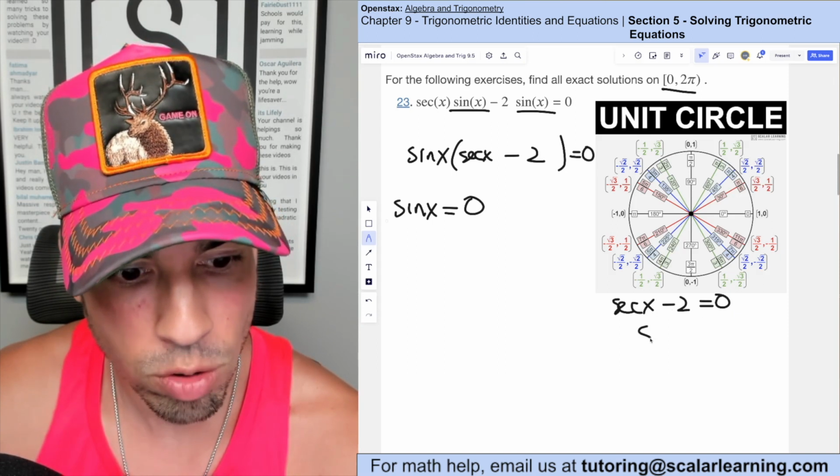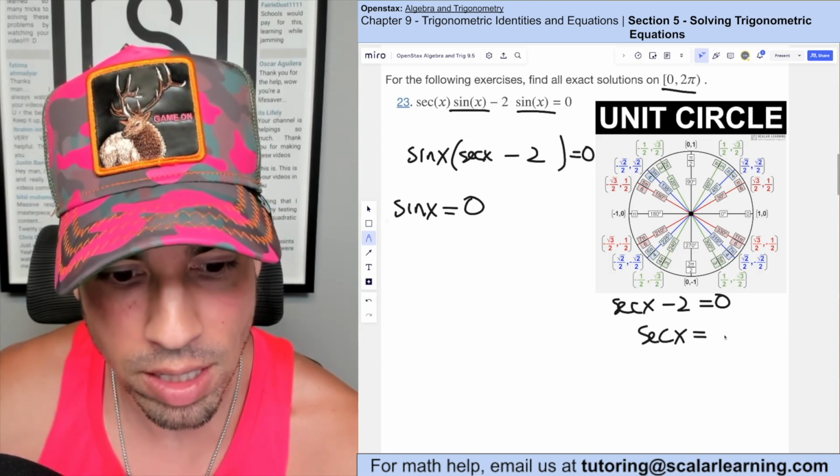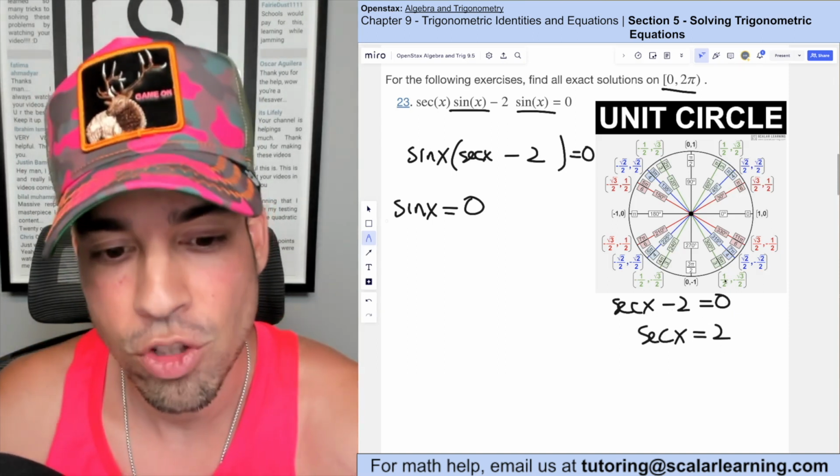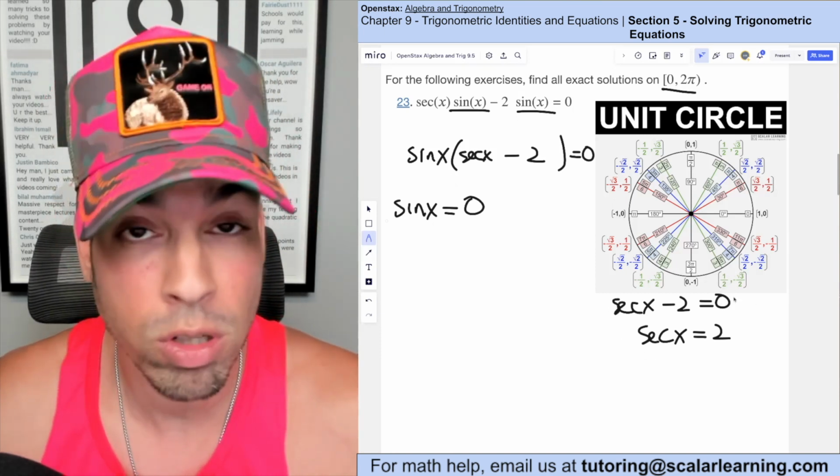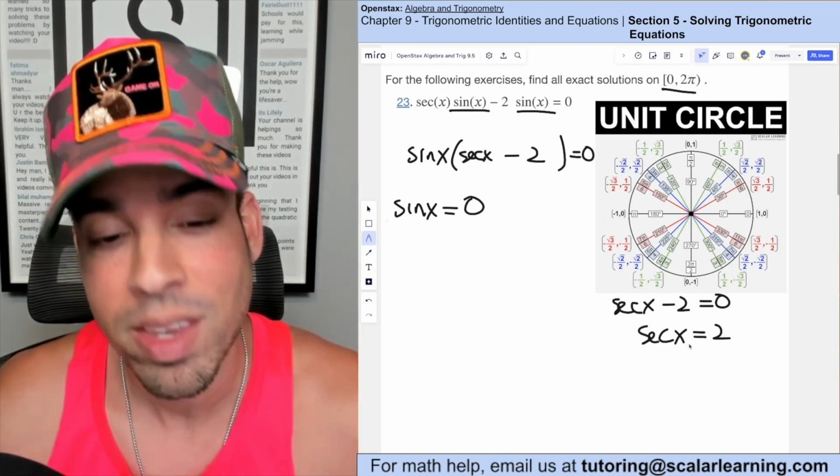Well, then I can add 2 to both sides for this one. When does secant of x equal 2? This is interesting because cosine and sine go from -1 to 1, so this would be no solution if it was sine or cosine, but secant can go to 2.